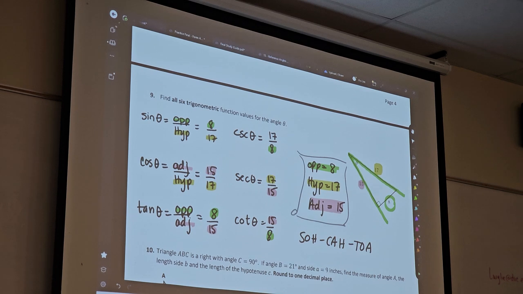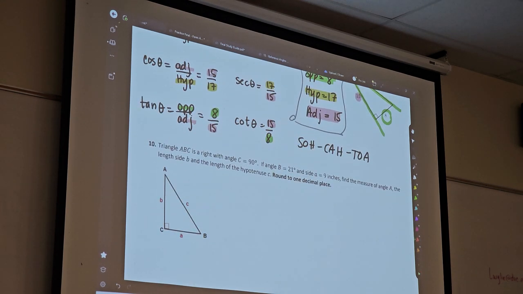Good. If you get your legend right and you know SOHCAHTOA and you know the name of the reciprocals, that's all done. Right triangle trig, get in degree mode.